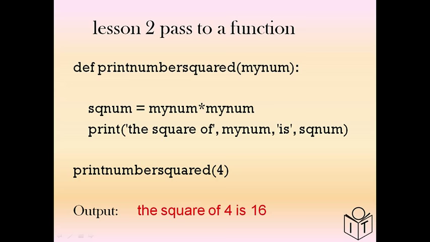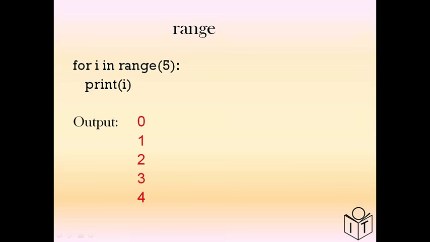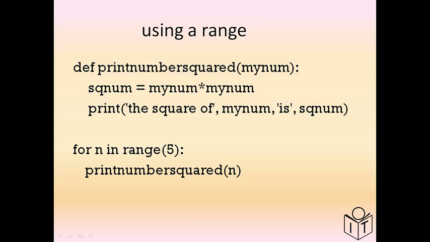First of all, just a reminder of how to use a range. So here's a for loop with range going up to the number 5. So in the output you can see it goes 0, 1, 2, 3, 4. It doesn't include 5, but it goes up to 5 from 0. So now in a for loop we can call this function, and instead of just passing it the number 4, we're going to pass it 0, 1, 2, 3, 4. So the code's the same, but now we're going to call it 5 times.